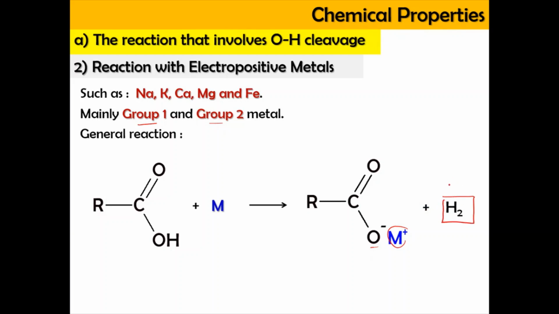However, the byproduct here is going to be hydrogen gas. Just now the byproduct was water because it uses sodium hydroxide. So OH here is going to become water. Okay, so that's for reaction 1. For reaction 2, you're going to produce hydrogen gas.